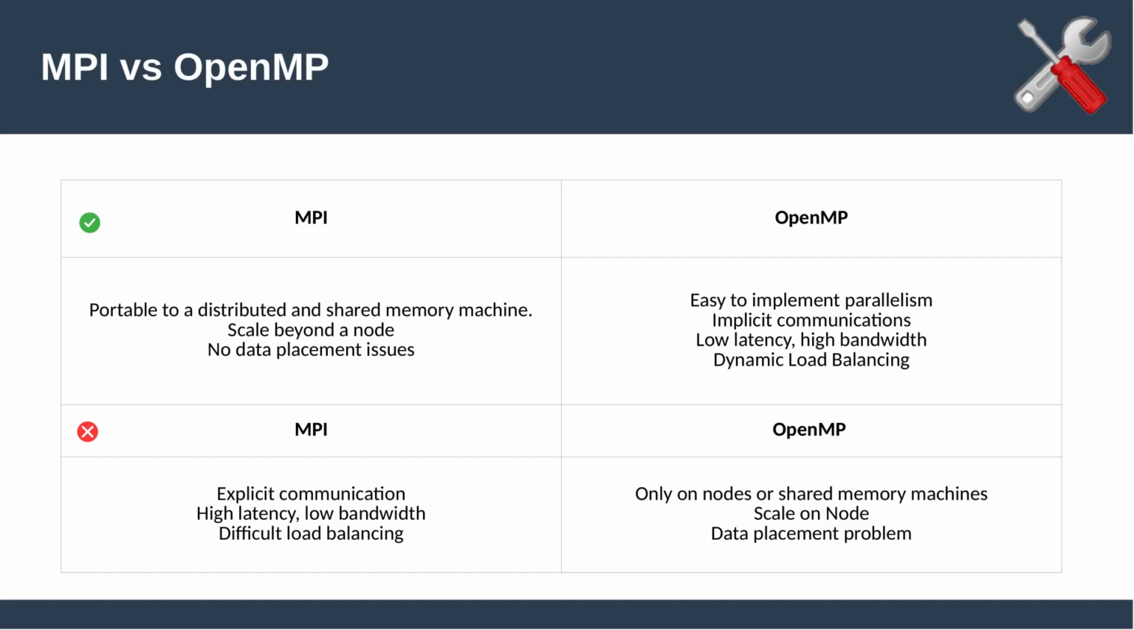Message Passing Interface excels in distributed memory systems, offering explicit communication and scalability beyond a node, but faces high latency and data placement challenges. Open Multiprocessing, ideal for shared memory, provides implicit communication, low latency, and dynamic load balancing, yet struggles with scalability beyond a node. Each model has unique strengths and limitations, making them complementary in parallel computing.